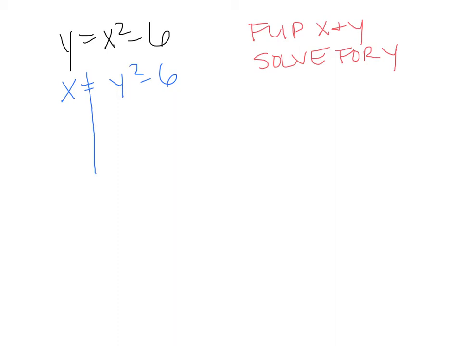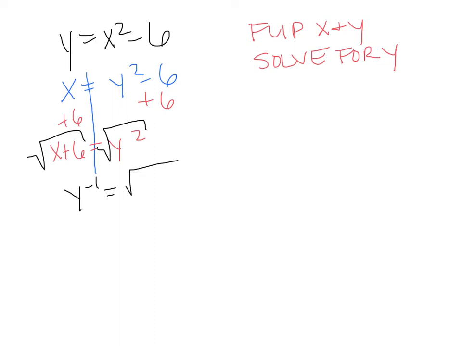So we're going to have x equals y squared minus 6, and we're going to go, okay, I remember I have to get y by itself before I do anything else. So we're going to add 6 to both sides. x plus 6 equals y squared. Now we're going to take the square root of both sides. So we can say that our inverse function is the square root of x plus 6.